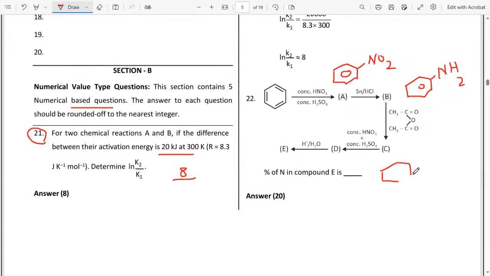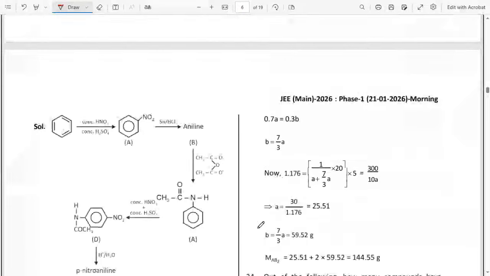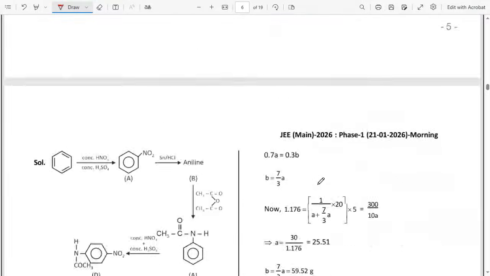NHCOCH3, acetanilide. It is going to attack onto this acetic anhydride. So again they are doing what? Yes, nitration. So now it is going to add nitration at what position? Yes, if it is nitro compound, it should attack at meta. But it is acetanilide. Now what is the position it is going to attack? Yes, it is para position.